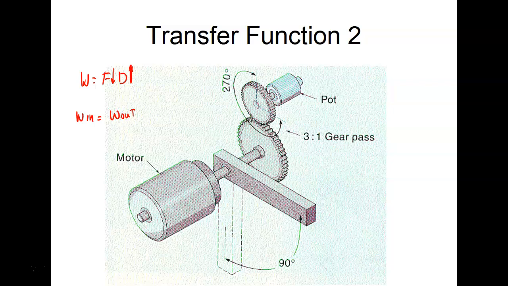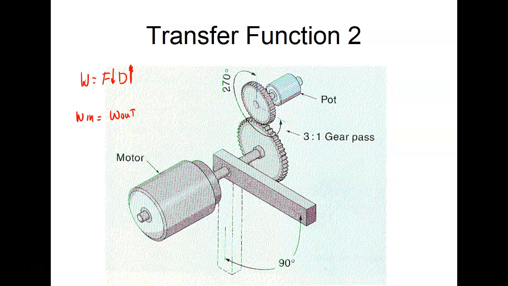So what happens is that when we move this 90 degrees, that's going to move three times. That's going to move three times this guy right here, right? Understand? Does that make sense? So 90 degrees over here would equal 270 over there.